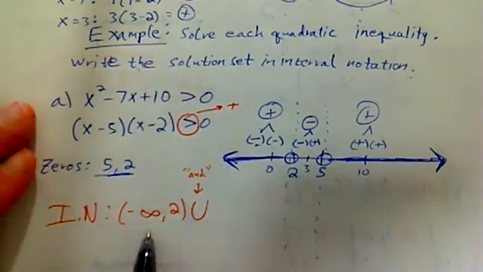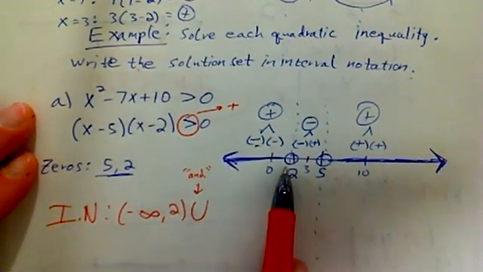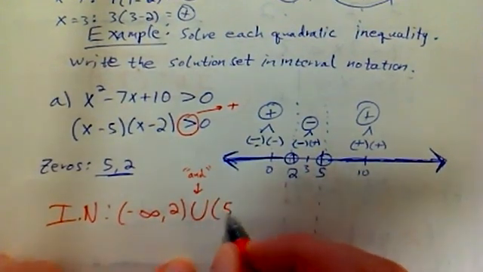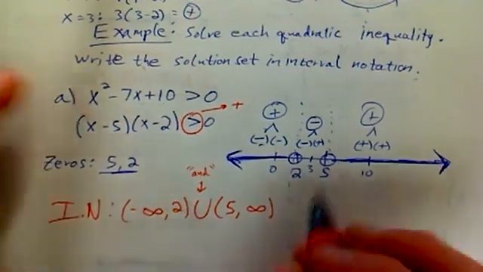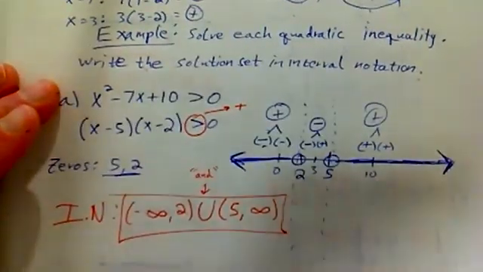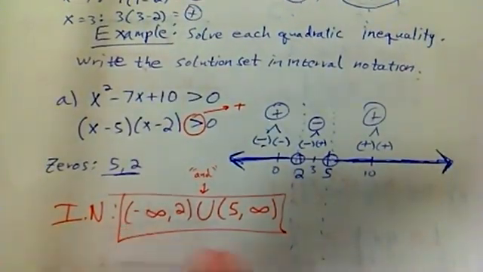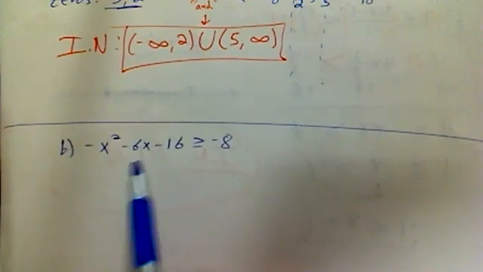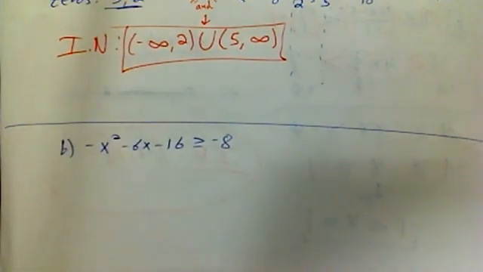You can think of it as and. Okay, so I have negative infinity to 2. Okay, I have to cut out the middle, and then I have 5, not including, to infinity. There is my final answer. That's everything, every value of x that satisfies this. Let's look at B. Negative x squared minus 6x minus 16 is greater than or equal to negative 8.